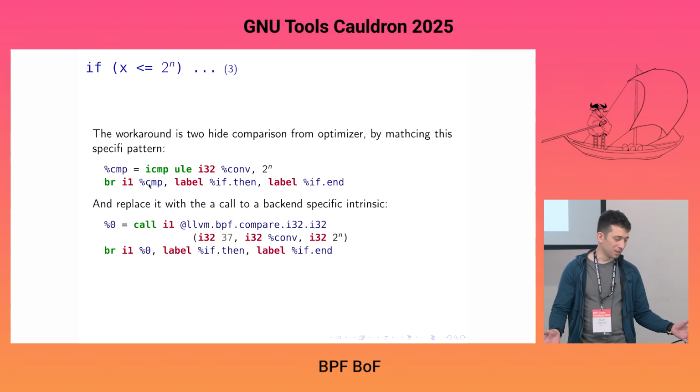And again, the solution here is to mask this. If we match exactly this pattern, a comparison with a power of 2 constant, then we just replace it with an intrinsic and transform this intrinsic back to a valid operation very late in the pipeline.